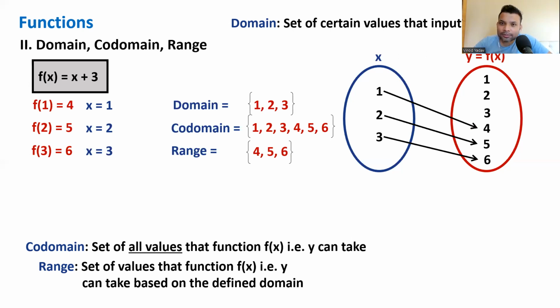Is it one to one? Yes, it is one to one. Injective. Is it onto or into? Remember, the codomain is bigger, the range is smaller. So it is into. Yes, into.